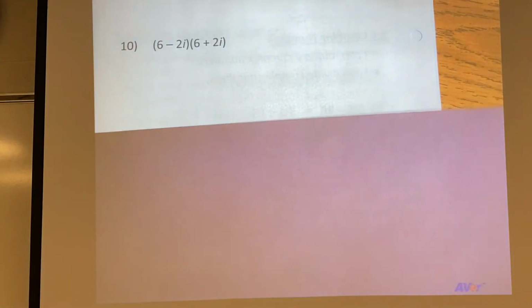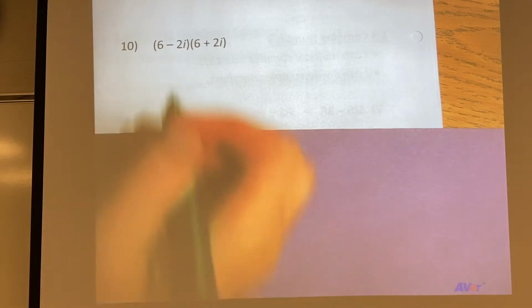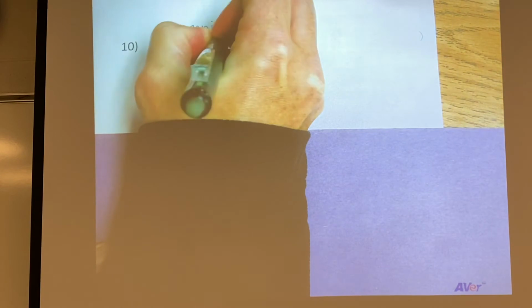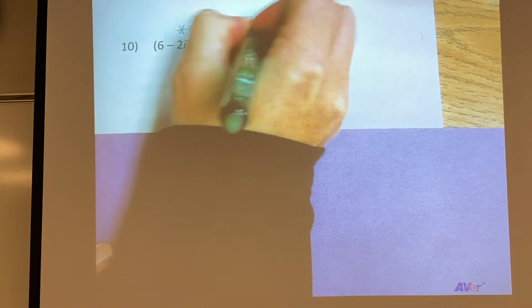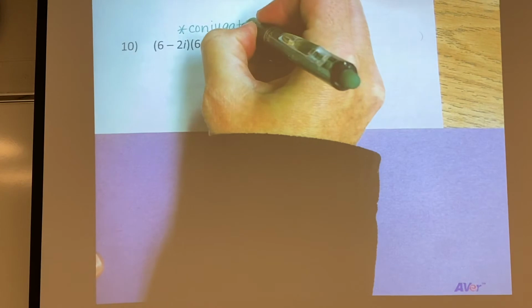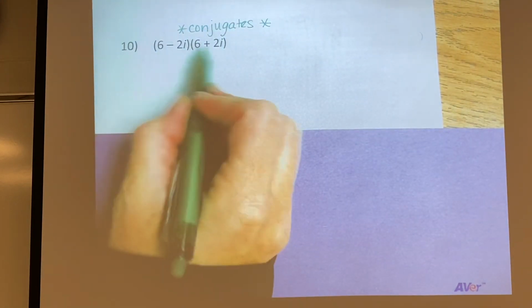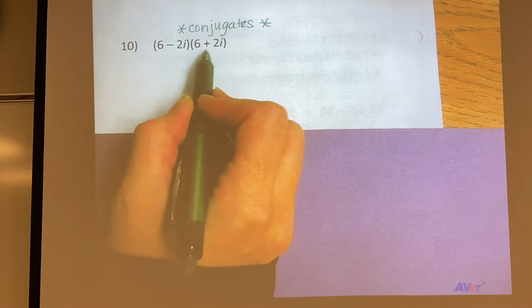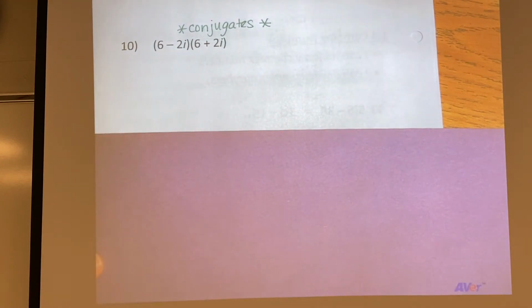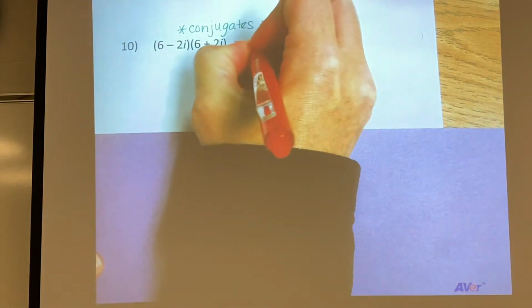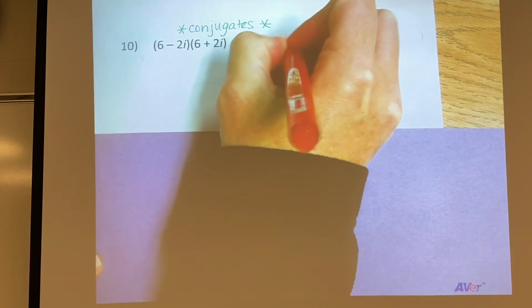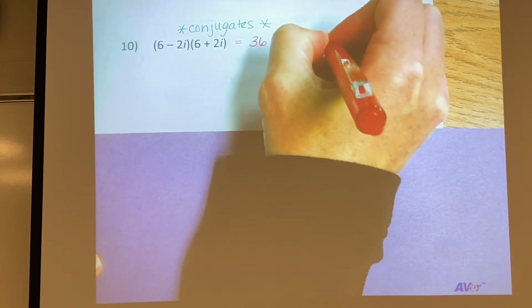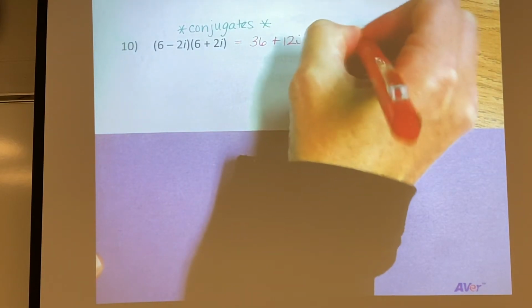Okay. Again, we're going to have another situation where we need to FOIL. These are special because they are called conjugates, which means that they have the opposite i value, but the same real number value. Notice that the 6 on both is positive, but the i values are the opposite, negative 2i and positive 2i. When that happens, you'll see we're going to do this FOILing. We get 36 plus 12i minus 12i minus 4i squared.